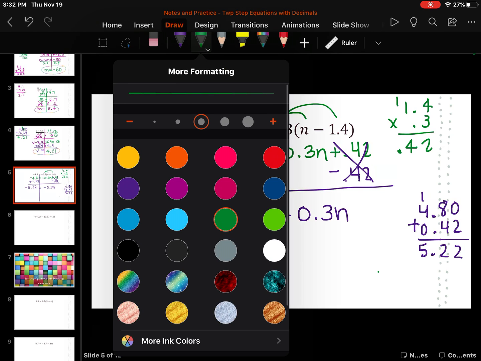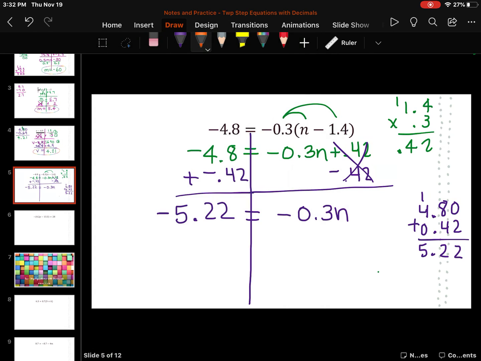Final step here, we still need to get that variable by itself. Right now, I'm looking at negative 0.3 times n, because my number and my variable are smushed together. So I need to do division to solve for my variable. Keep that negative with your negative 0.3. So in order to get n by itself, I need to figure out what negative 5.22 divided by 0.3 is. We are going to have to slide baby slide one time to do this division.